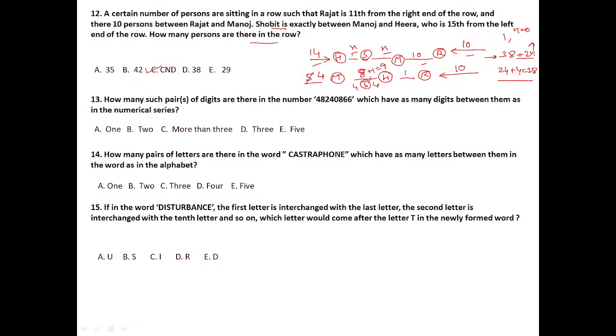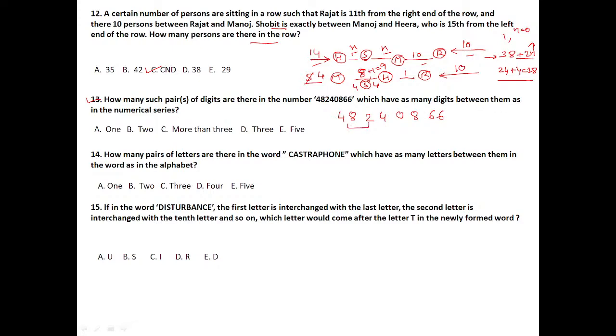Okay, now moving to question number 13. How many such pairs of digits are there in the number 48240866? So 48240866. See how many digits have as many digits between them as in the numerical series.